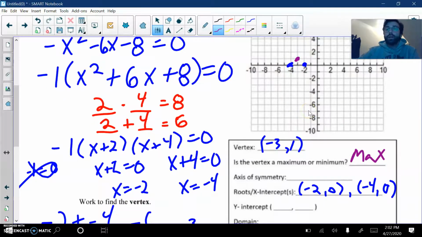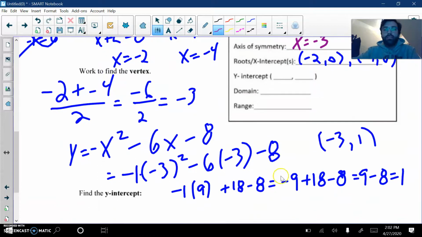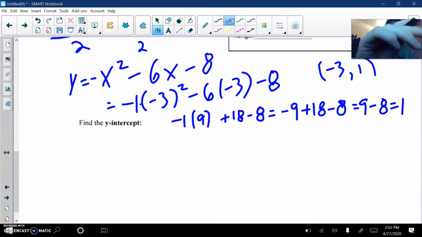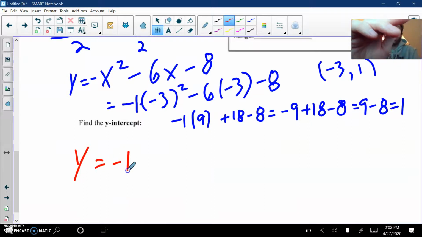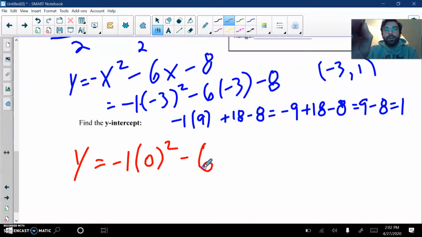or opening down. My axis of symmetry is always x equals the x value of my vertex, so it's x equals negative 3. Y-intercept we're going to find, so let's find our y-intercept here. I'm going to plug in 0 for y. Excuse me, not for y, for x. Watch out. Plug in 0 for x.